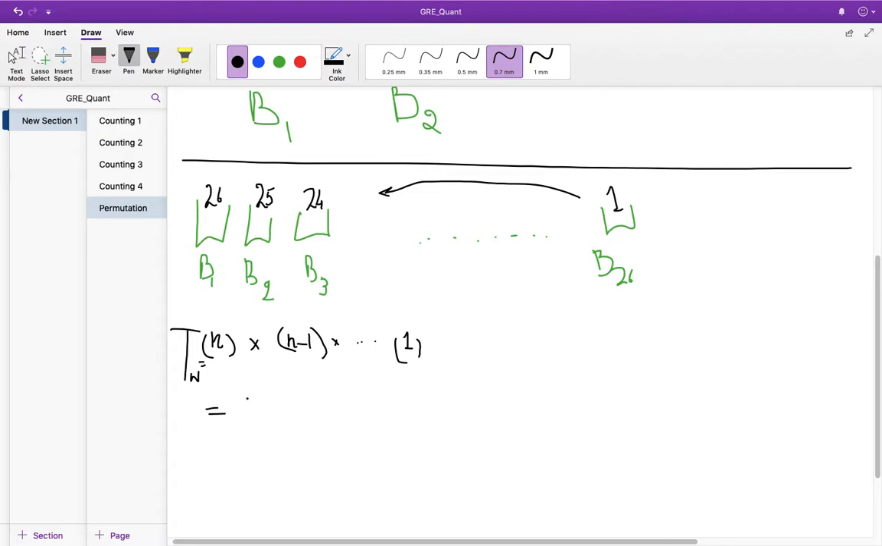This is in mathematics also written as n permute or n permutation, denoted by the symbol of permutation, and it turns out to be n. Permutation, it's also called factorial. So we call this factorial.